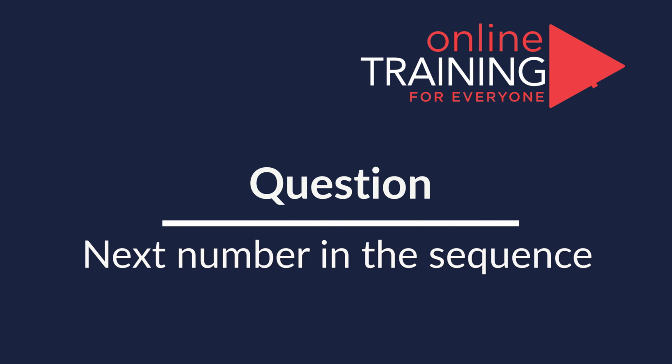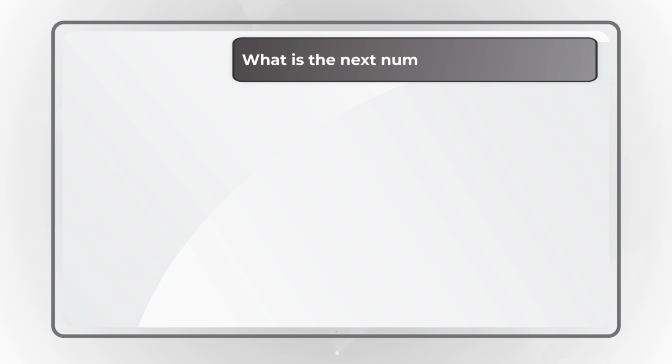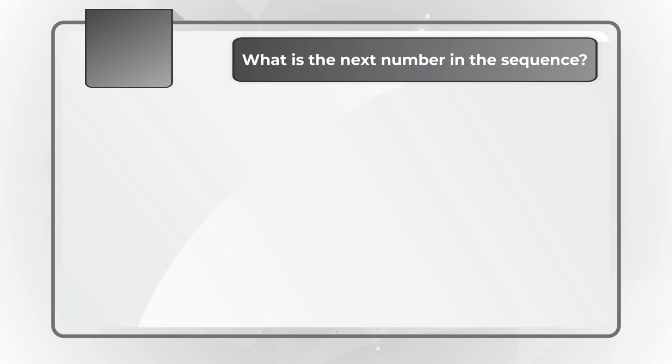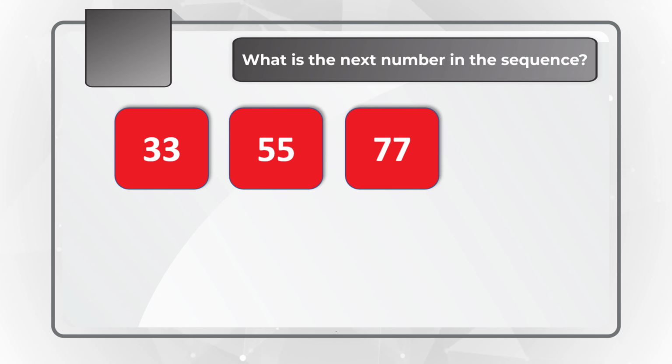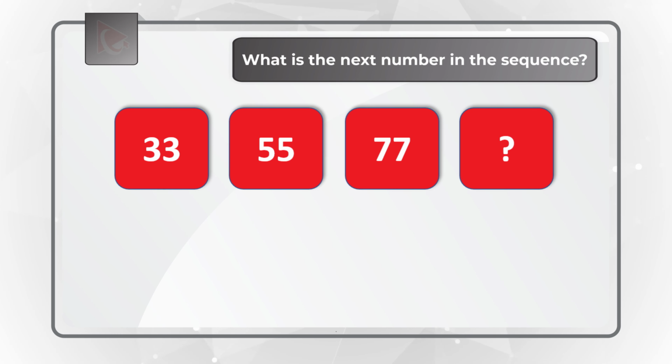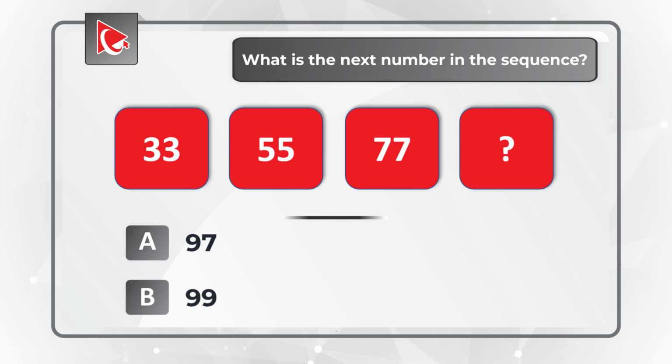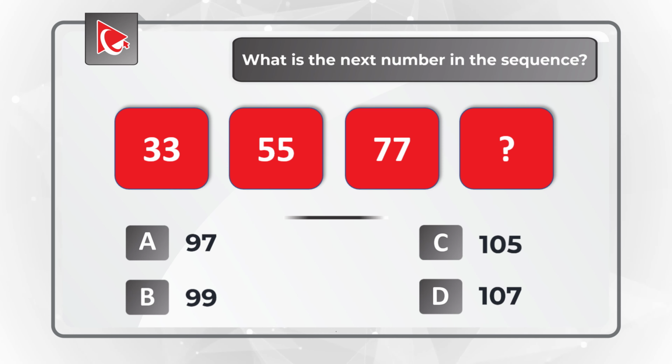Would you like to try your own skills now to see how well you can solve the challenge? This is your opportunity to find the next number in the sequence. You are presented with 3 different numbers, 33, 55, 77, and 1 number is missing. You have 4 different choices to select the solution. Choice A, 97, choice B, 99, choice C, 105, and choice D, 107.